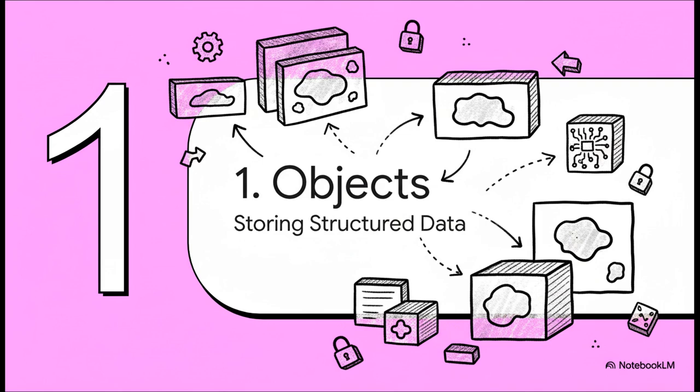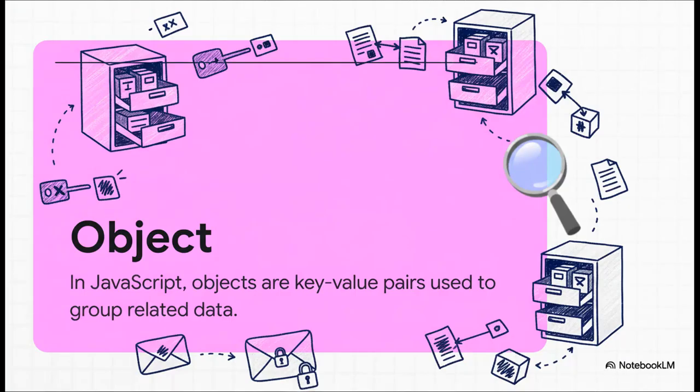First up, objects. At its heart, JavaScript is really all about objects. They are, without a doubt, the most fundamental way we group related pieces of information together into one single tidy package. So what is an object really? The best way to think about it is like a little digital filing cabinet. You've got labels, which we call keys, and each one of those labels has a piece of information attached to it, which we call a value. This simple key-value idea is just incredibly powerful.